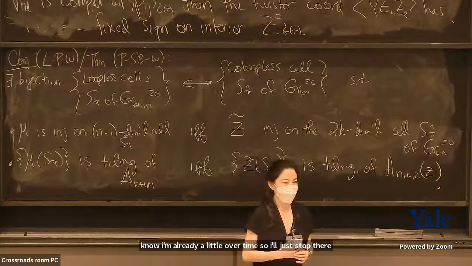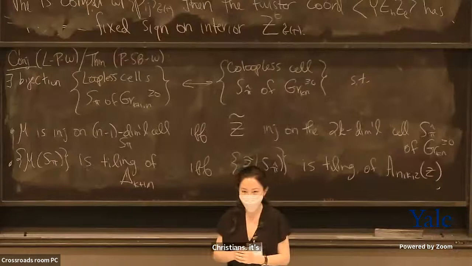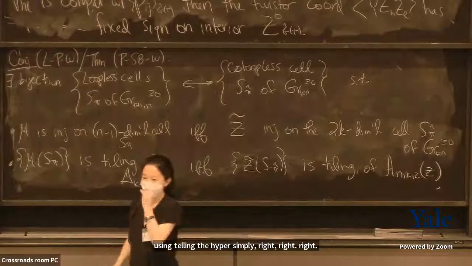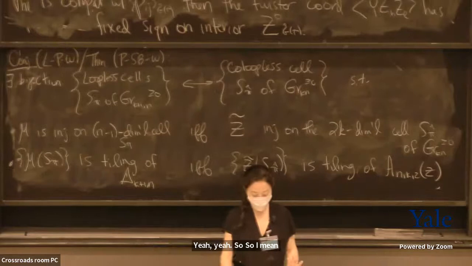Questions. It's very intriguing. So what is the dictionary? How do you parameterize tiling in the amplituhedron using tiling in the hypersimplex? Right, you mean what is this bijection? Yeah. So I could give a complete answer to that question in 3 minutes, or I could give a hand-wavy definition in 30 seconds.